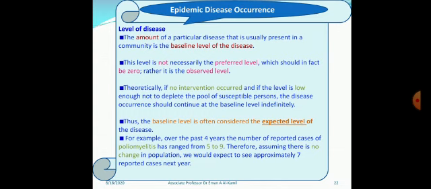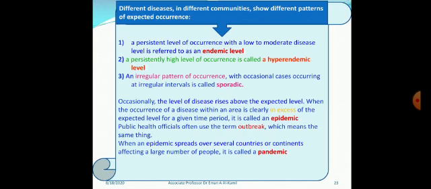But the existence or occurrence of extra cases, more than expected, is called the occurrence of an epidemic. And there are different levels of epidemics. If it occurs all over the world, it's called a pandemic. We have already discussed these terms previously: epidemic or pandemic, endemic or hyperendemic.